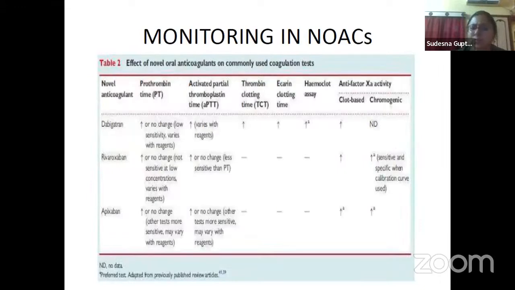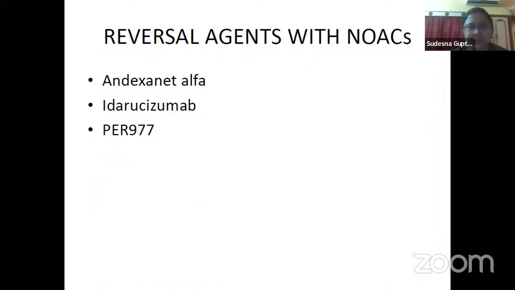Monitoring is mostly not needed. Even if we need it, we can monitor with PT, aPTT, and thrombin time, but it is very difficult, and they actually do not need to be monitored in routine cases.